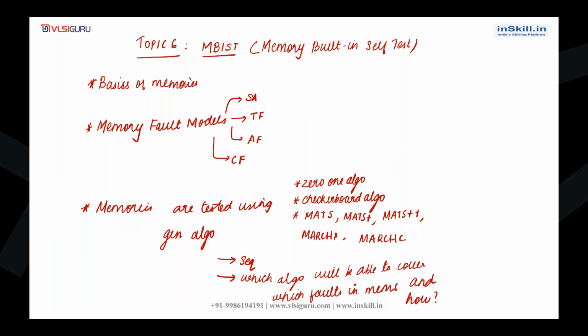So we will be having various algorithms. As I told, we'll have the 0-1 algorithm, checkerboard algorithm, MATS plus, March X, March C. For each algorithm, we will understand the sequence, which faults it covers and how. And we'll also try to understand why memories are tested using generalized algorithms.